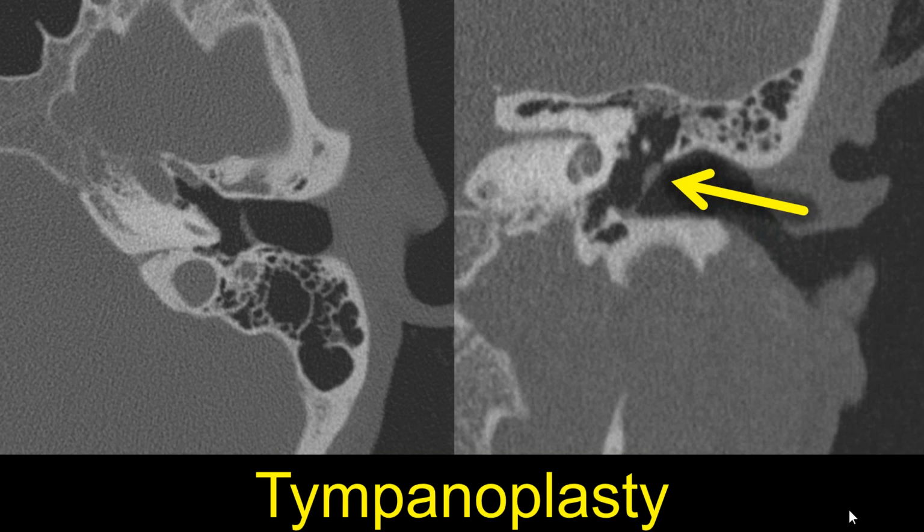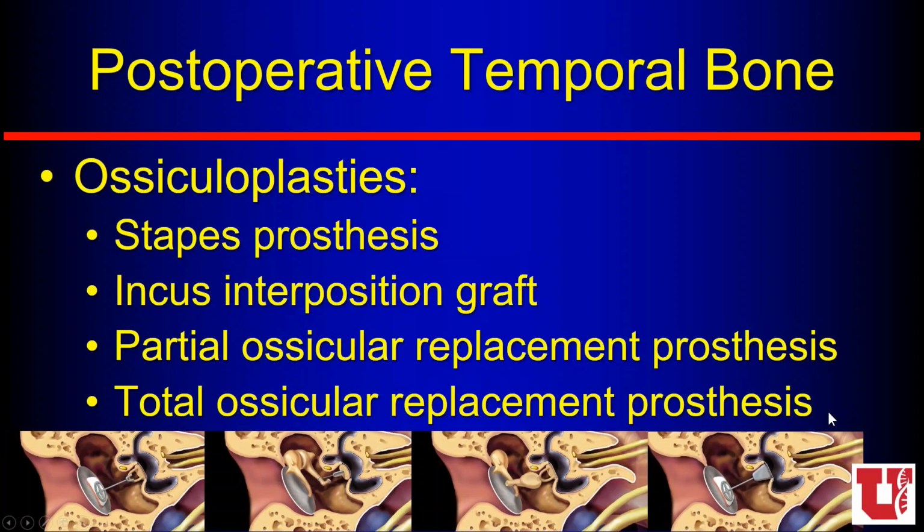Now, if we reconstruct the ossicles, we often talk about a PORP or a TORP. A PORP, a partial ossicular replacement prosthesis, or a TORP, a total ossicular replacement prosthesis, is when we're using usually some man-made material to reconstruct the ossicles themselves. But we also have a stapes prosthesis and an incus interposition graft that we may use to reconstruct some of those ossicles. So we'll look at examples of each of these.